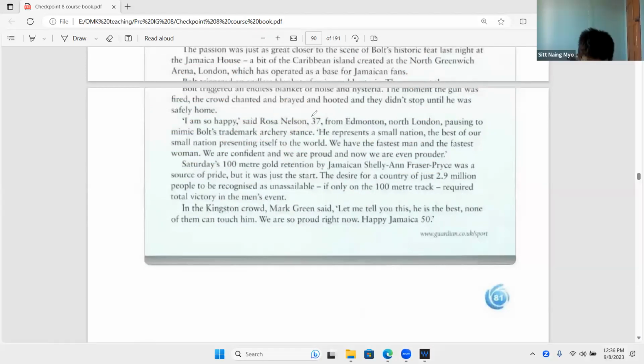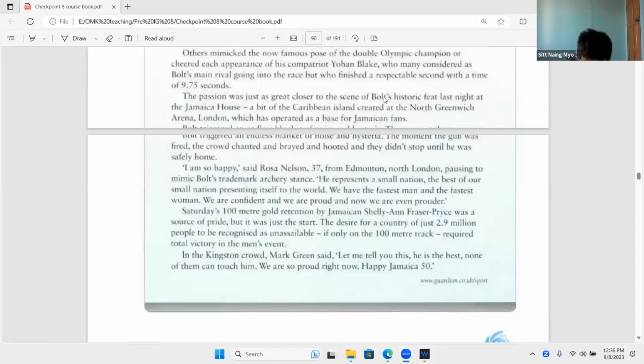Both triggered an endless blanket of noise and hysteria. The moment the gun was fired, the crowd chanted and brayed and hooted, and they didn't stop until he was safely home.